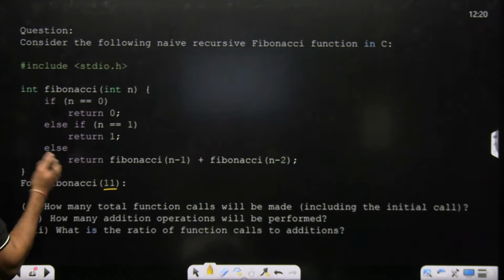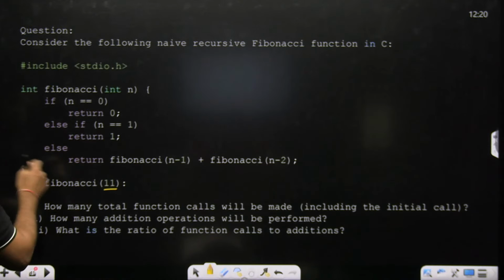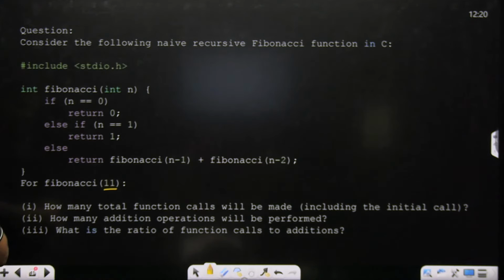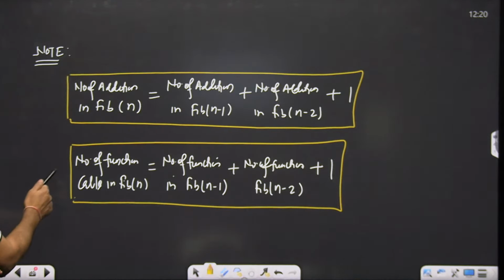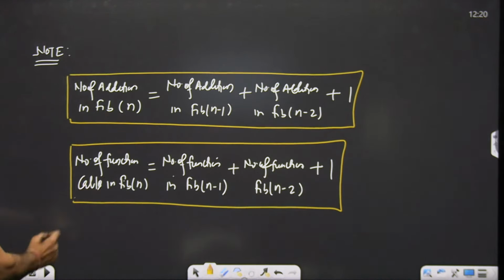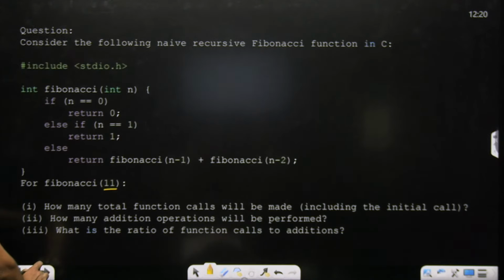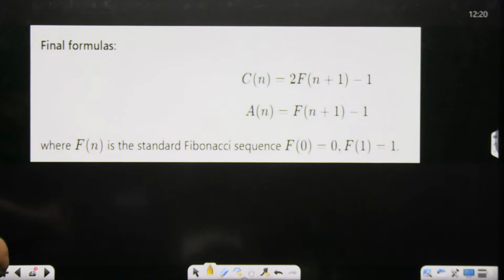So sir, for Fibonacci 11 what do you need, sir? The value of Fibonacci 10 and the value of Fibonacci 9, right? The number of function calls in Fibonacci 10 and in Fibonacci 9, and the number of additions. This is again tedious work, bache. If you apply this formula, you have to calculate up to Fibonacci 9. This is a very tedious formula. Then what should I do, sir? You can use this formula, bache.